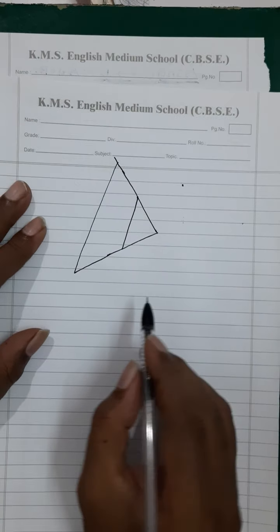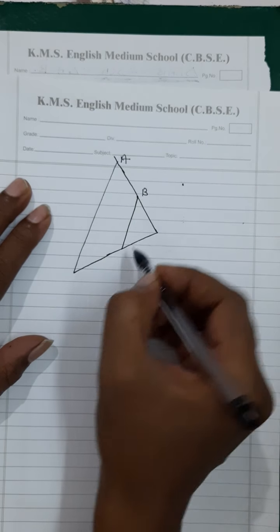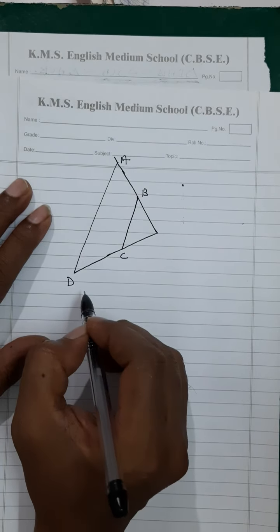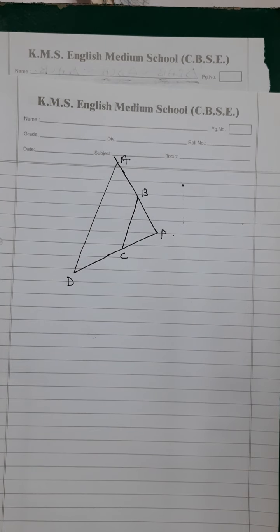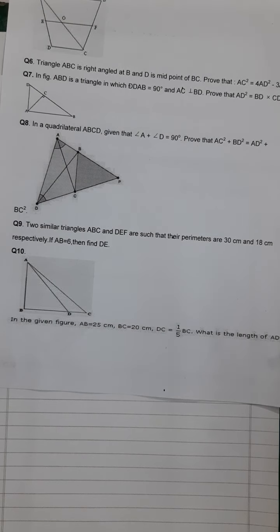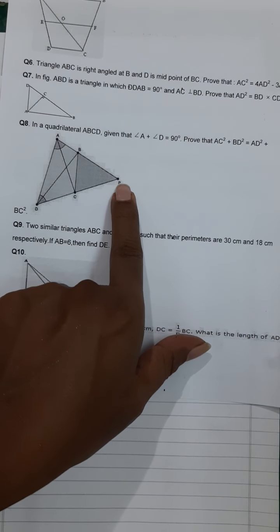See, this diagram is something of this sort: A, B, C, D. This is P. Basically the diagram is something of this sort. Fine. Here P is not properly drawn, my dear student. The diagram is not rightly drawn.